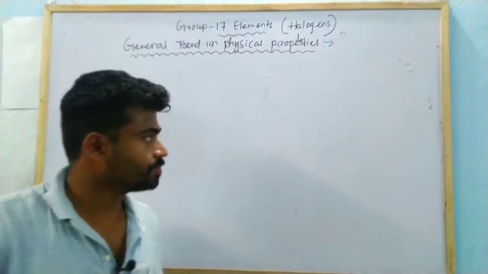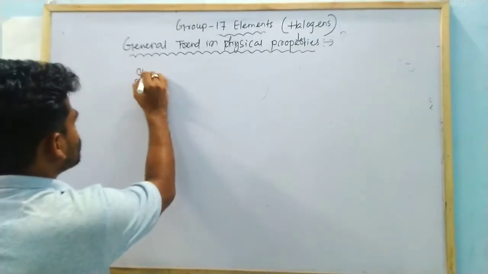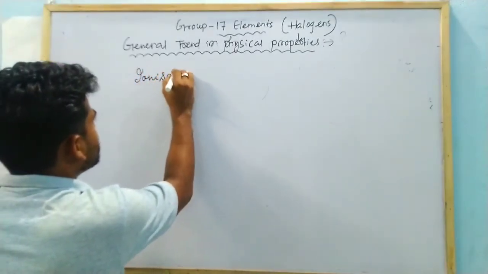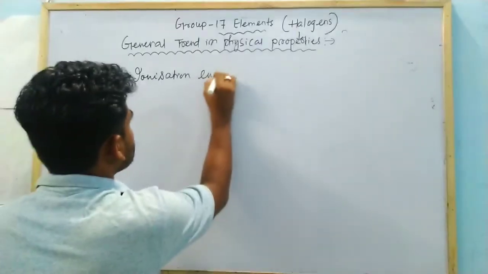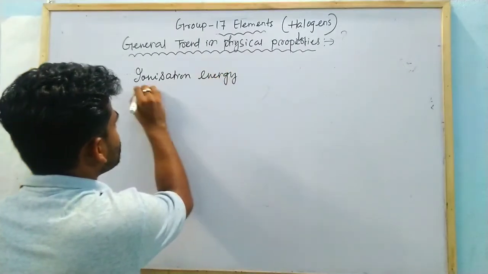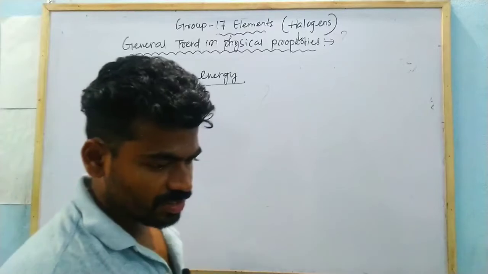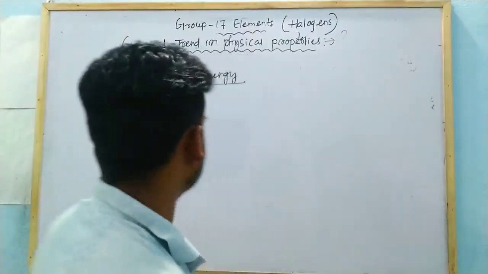Ionization energy. Okay, so halogens correspond to high ionization energy.